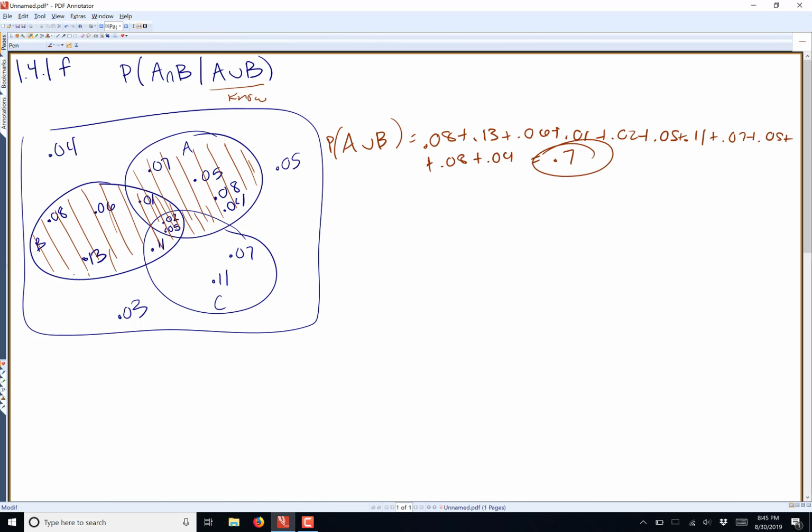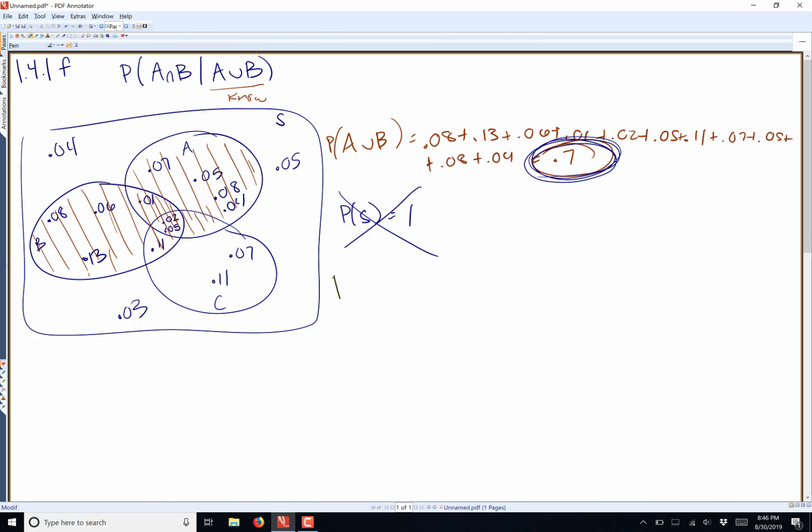So this is like our new sample space. Instead of our entire S that we had before, instead of our entire sample space where the probability is 1, we don't care about that anymore. We already know that we're in either A or B. So now our whole world is narrowed down to this 0.7. We don't care about anything else, which is going to come into play in a sec.